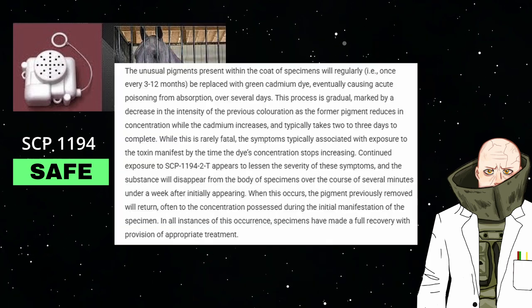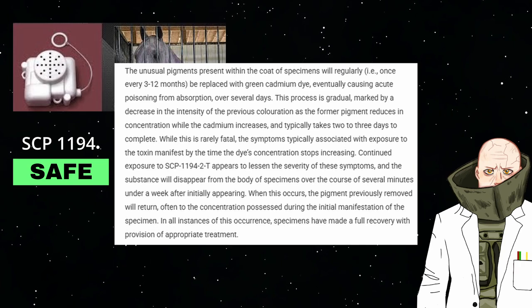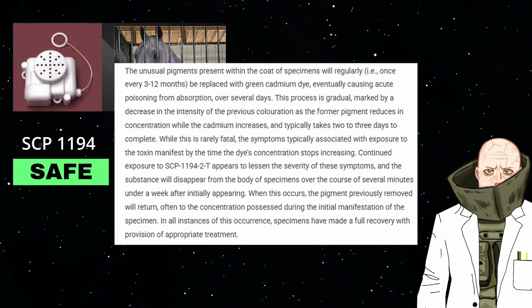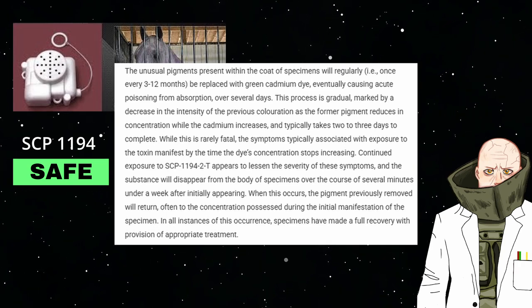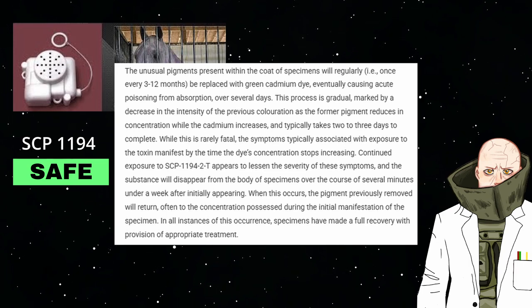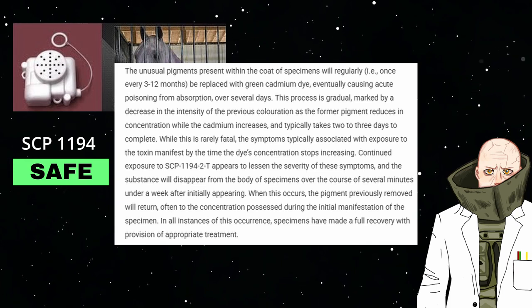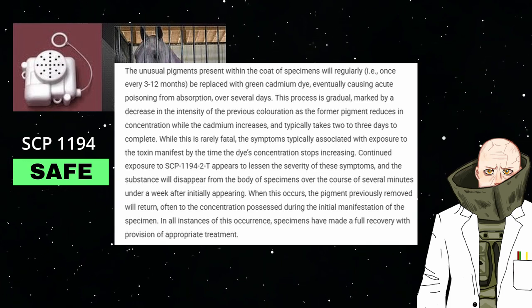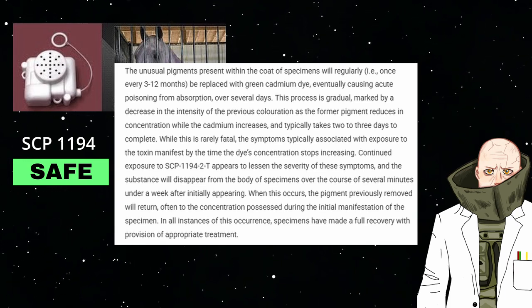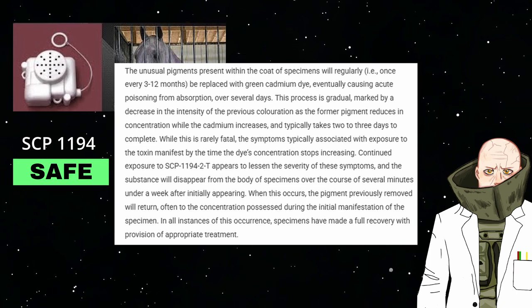The unusual pigments present within the coat of specimens will regularly, once every 3 to 12 months, be replaced with green cadmium dye, eventually causing acute poisoning from absorption over several days. This process is gradual, marked by a decrease in the intensity of the previous coloration as the former pigment reduces in concentration while the cadmium increases, and typically takes 2 to 3 days to complete.